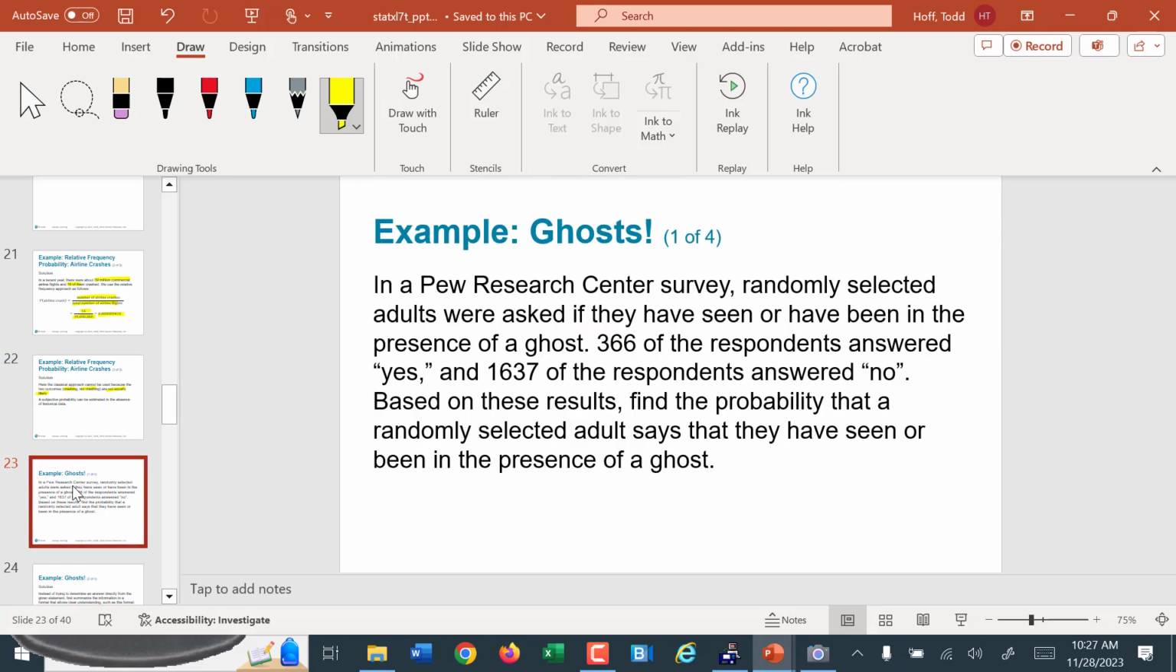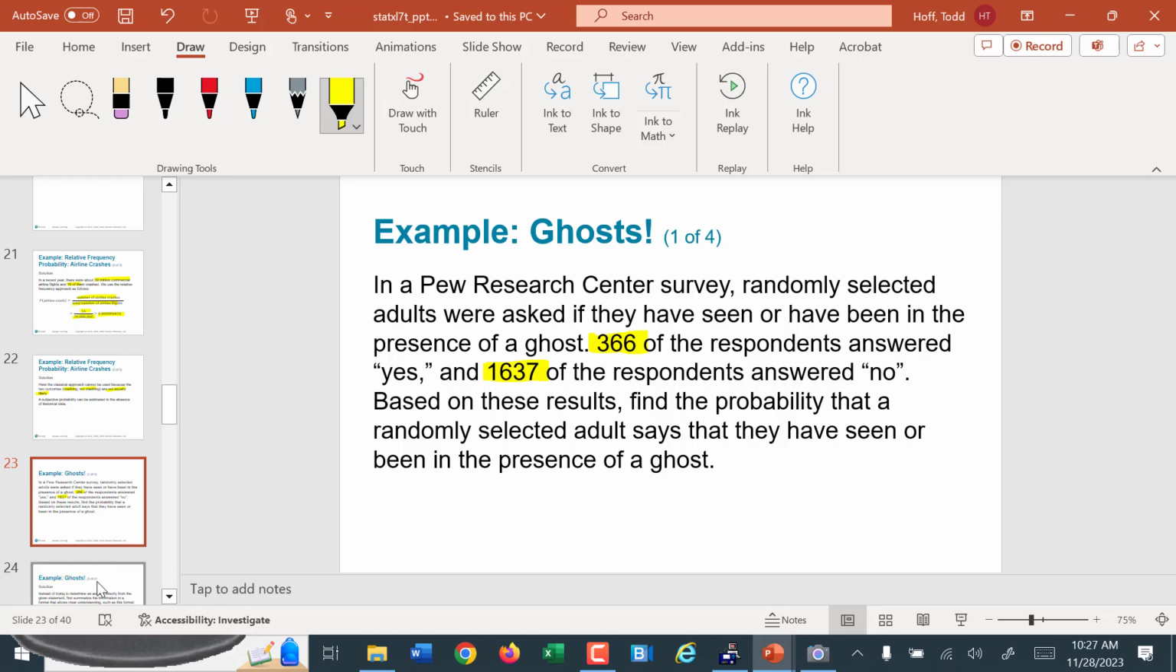So another example here, a little bit of a corny example: the Pew Research Center interviewed people and found that 366 of those that responded said yes, they feel they've been in the presence of a ghost. And 1,637 said no, they don't feel like they've ever been in the presence of a ghost or have not ever seen a ghost.